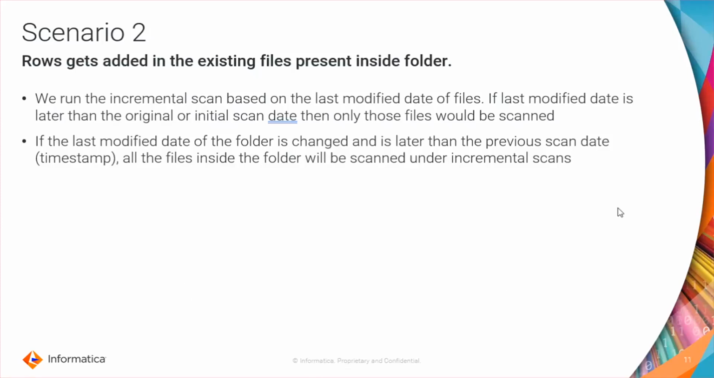In this scenario, we run the incremental scan based on the last modified date of files. If the last modified date is later than the original or initial scan date, then only those files would be scanned. If the last modified date of the folder is changed and is later than the previous scan date or the initial scan date, all the files inside this folder will be scanned under the incremental scans going forward.